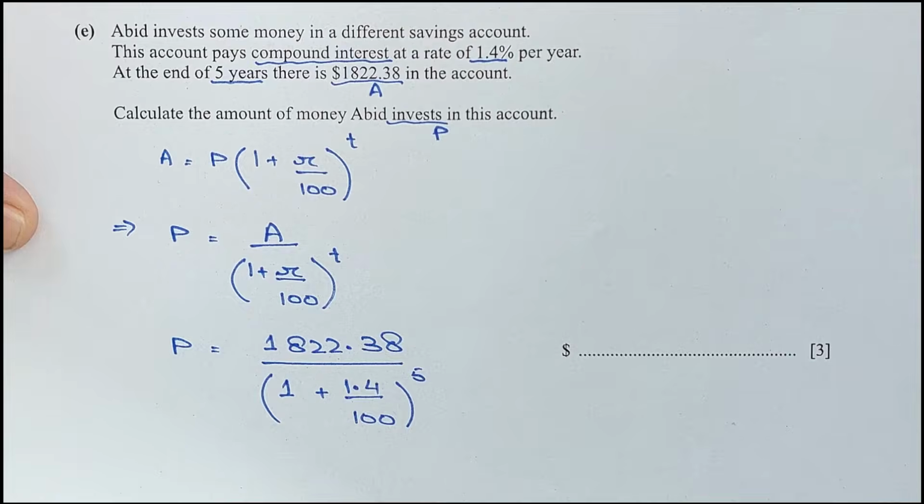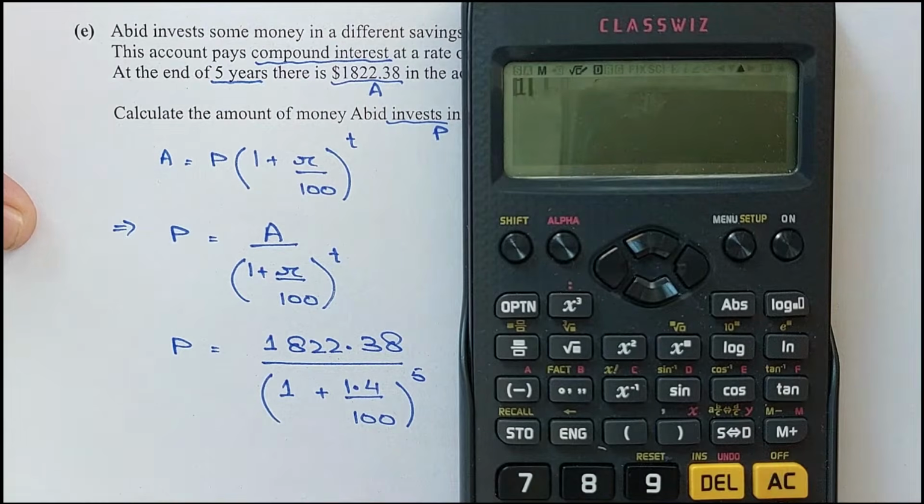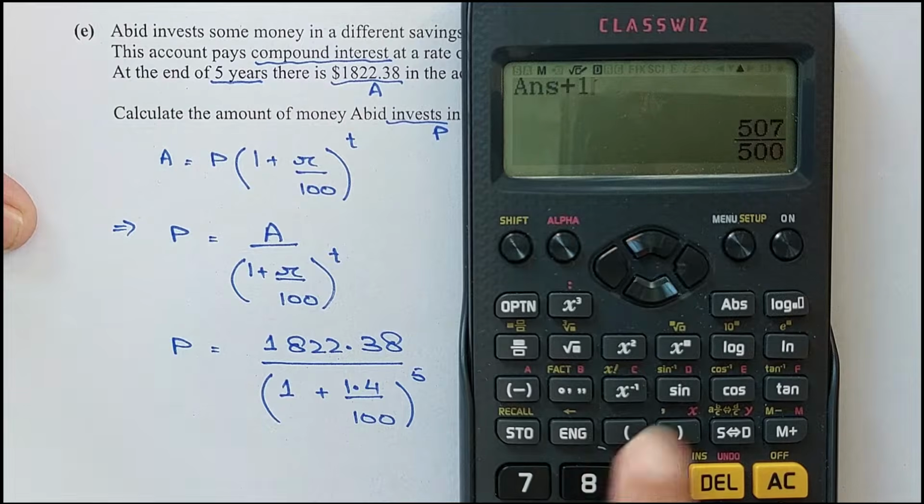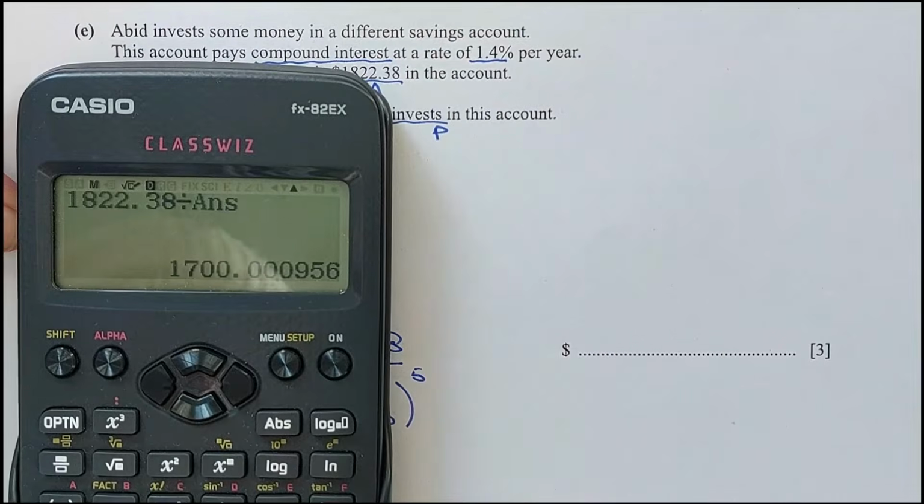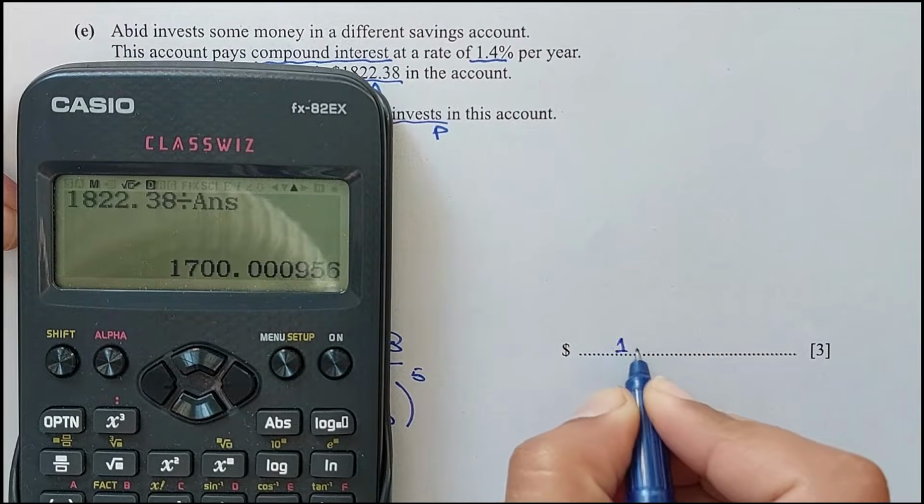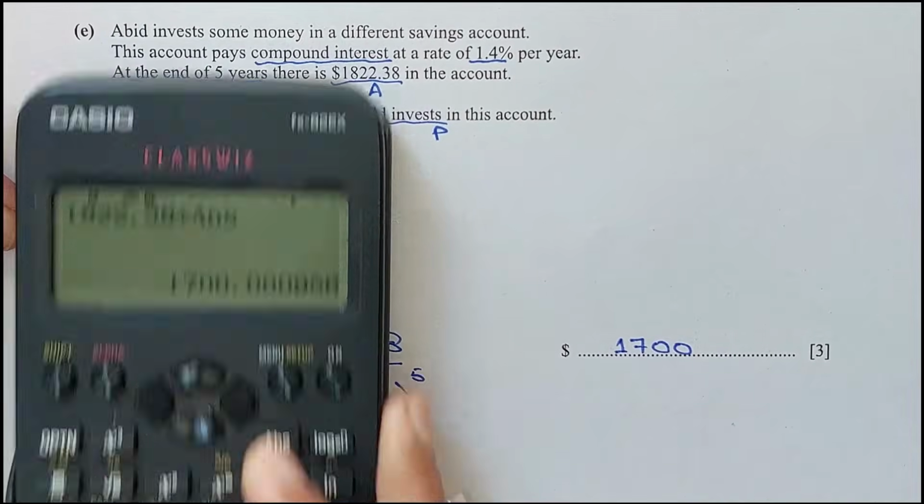Now let me simplify this. 1.4 divided by 100 plus 1, and its power is 5. This is the denominator, and 1822.38 divided by the answer. This is 1,700.001. So the amount of investment is $1,700.